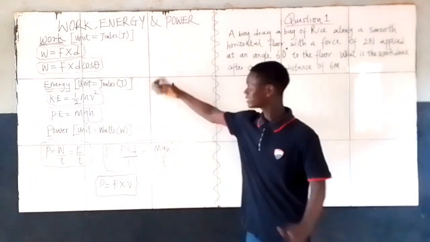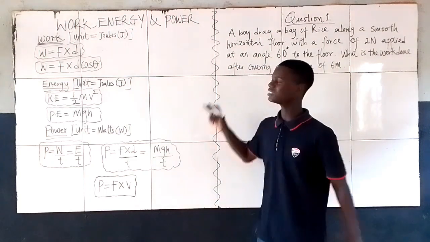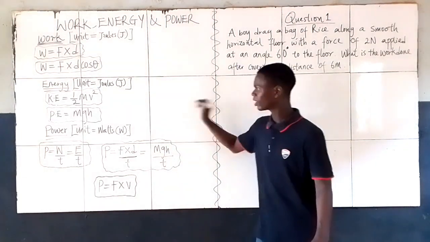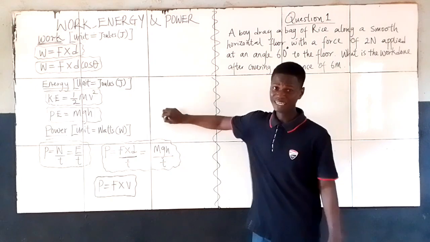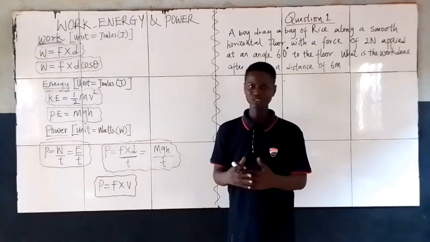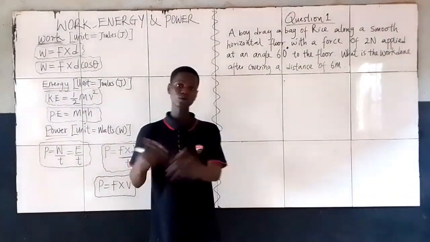So basically, in essence, these are the formulas for work, energy, and power you should have at the back of your mind if you are doing a last-minute revision under work, energy, and power. So without wasting time, guys, we shall be taking one or two questions.